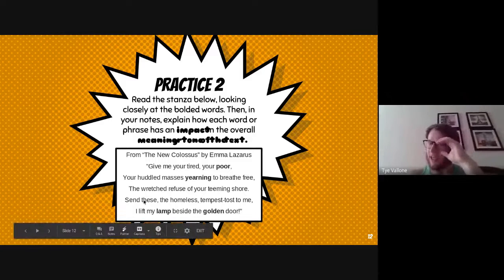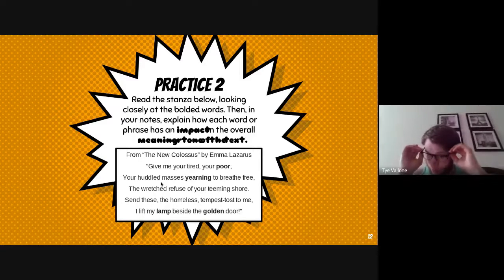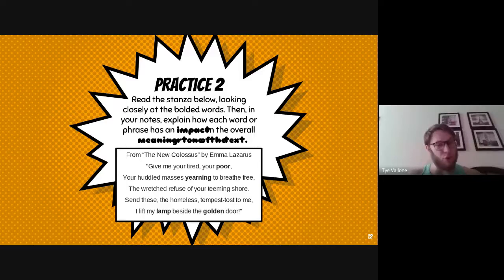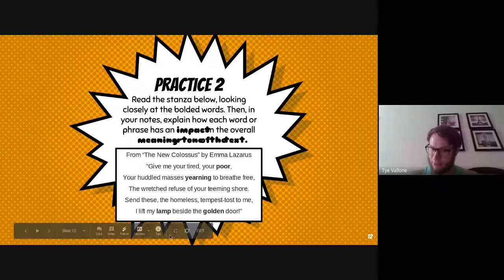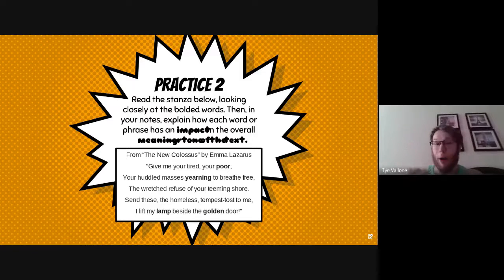And part of the poem says, "Give me your tired, your poor, your huddled masses yearning to breathe free. The wretched refuse of your teeming shore, send these, the homeless, tempest-tossed, to me. I lift my lamp beside the golden door." So send them to me. The me is referring to the Statue of Liberty or to America. So this poem is calling out to immigrants saying, hey, come, you're welcome here.